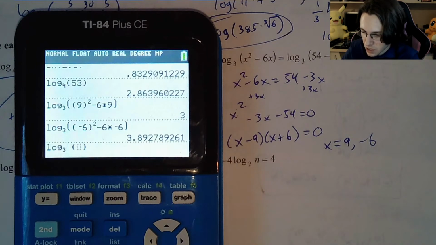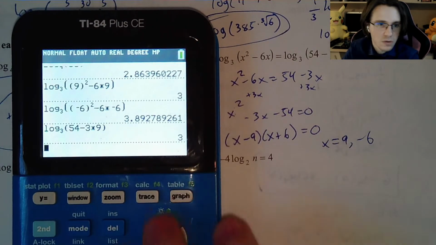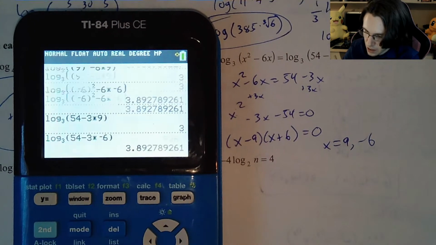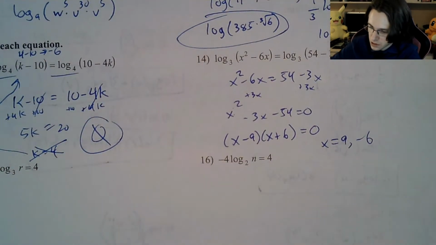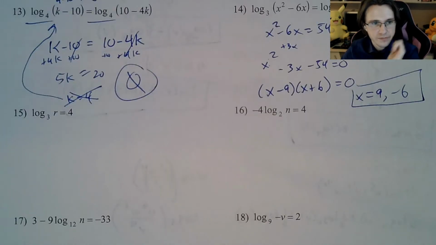Like if I did log base 3 and I plug in the 9, 54 minus 3 times 9, we're going to get exactly 3. So those two sides of the equation are equal. And likewise, if I were to plug in a -6 right here, it'll give me that same 3. So these are both correct answers here. So that does happen as well. You don't always lose an answer.